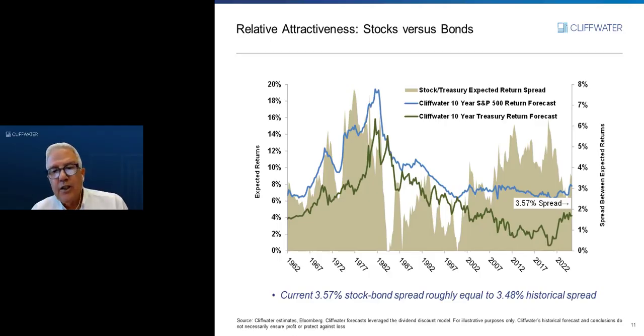The average spread is about 3.5%, and at the end of June, the measured spread was 3.57. So what's the takeaway here? We're pretty much in equilibrium. If your benchmark is 60-40, we'd probably recommend you stay 60-40. If your benchmark is 70-30, you'd pretty much stay 70-30.